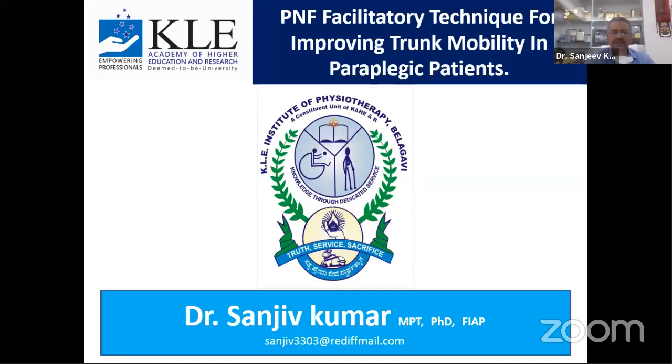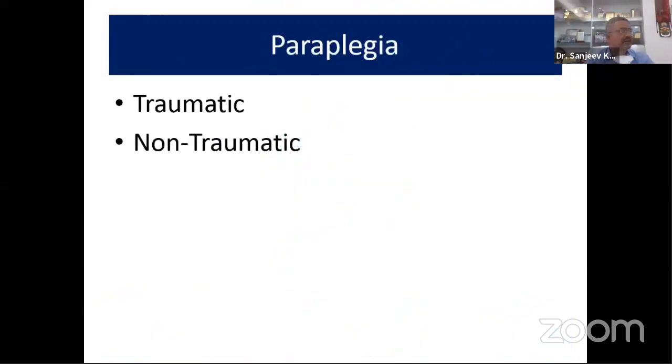Now, to begin with, we are all aware that when we talk about paraplegics, there are two basic reasons for paraplegia: either a traumatic or a non-traumatic cause. Traumatic causes are mostly because of accidents and other things. Non-traumatic causes are basically either of infective origin, tumor origin, sclerosing origin, or maybe demyelinating origin.